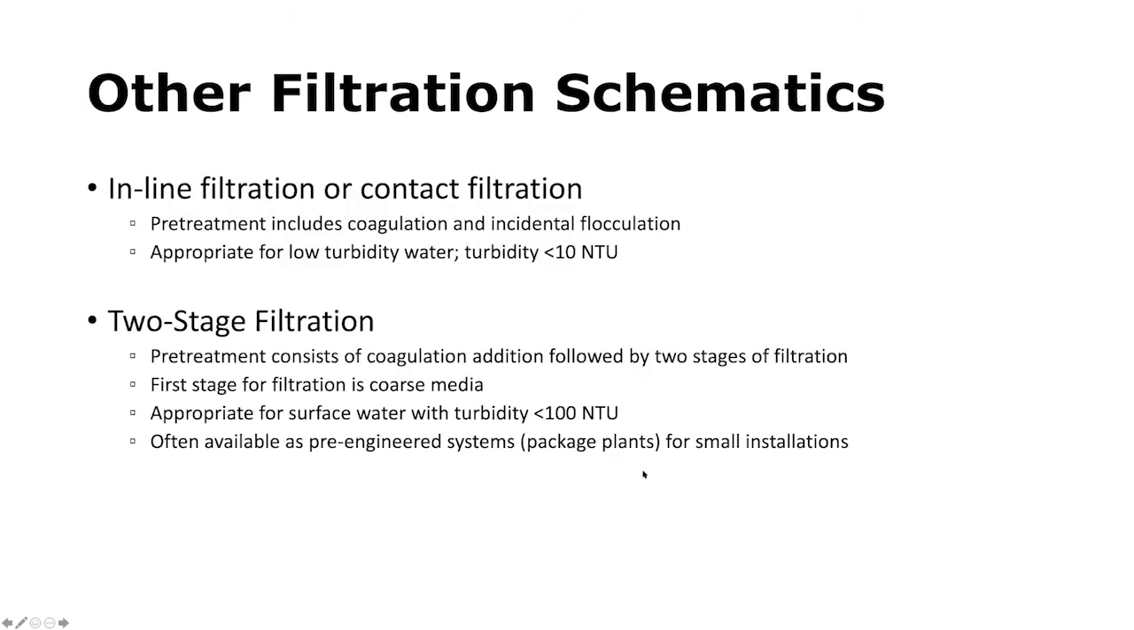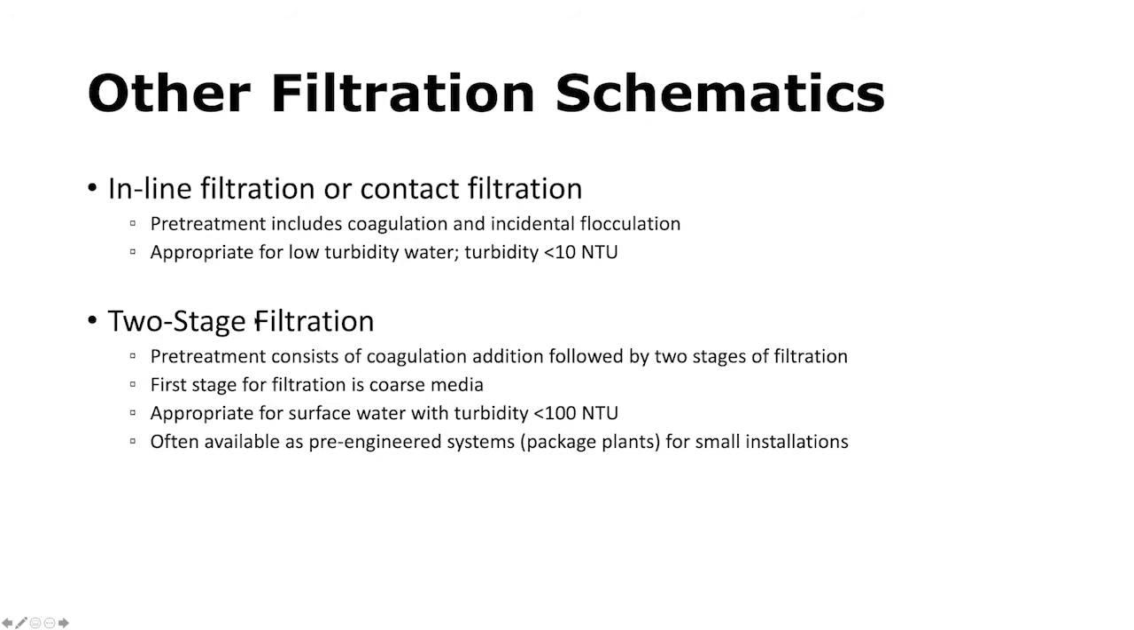Other types of filtration schematics include inline filtration or contact filtration. We might have pretreatment using coagulation and flocculation as described earlier, but this inline filter or contact filter would normally only be used with water sources that are very pristine, having low turbidity below 10.